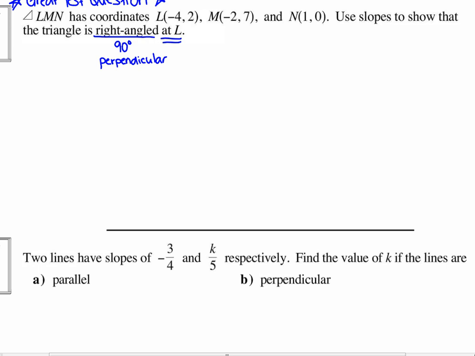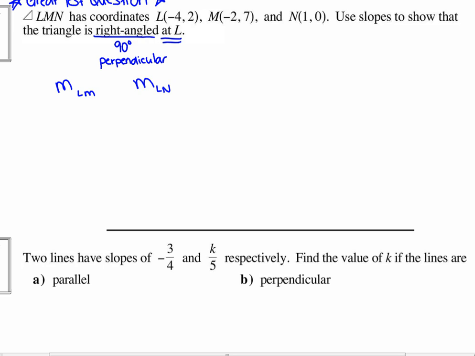Now they tell us that it's at L. So which 2 slopes do I need to find? LM, and LN. Okay, those are the 2 slopes. We want to prove that these are perpendicular to each other.